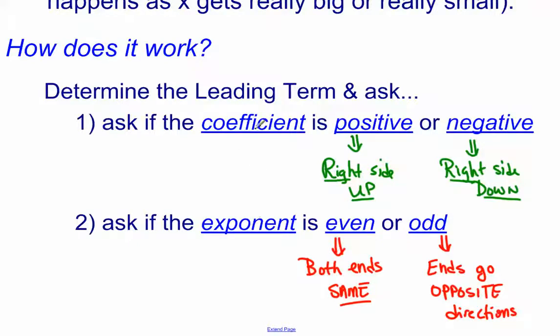The second question is not about the coefficient, it's about the exponent. Now here we know because it's a polynomial it has to be non-negative, so we ask instead, is it even or is it odd? If the exponent's an even exponent, then the ends do the same thing. I like to think even means kind of the same, so that makes sense to me. And if the exponent's odd, like a 1 or a 3 or a 5, then the ends are going to go the opposite direction. Okay, here my way is O and O.